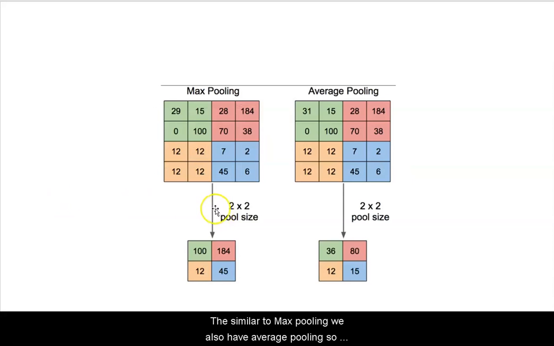Similar to max pooling, we also have average pooling. Here in this particular example, I have an average pooling. Again, I have taken a window size of 2 cross 2 and a stride of 2.